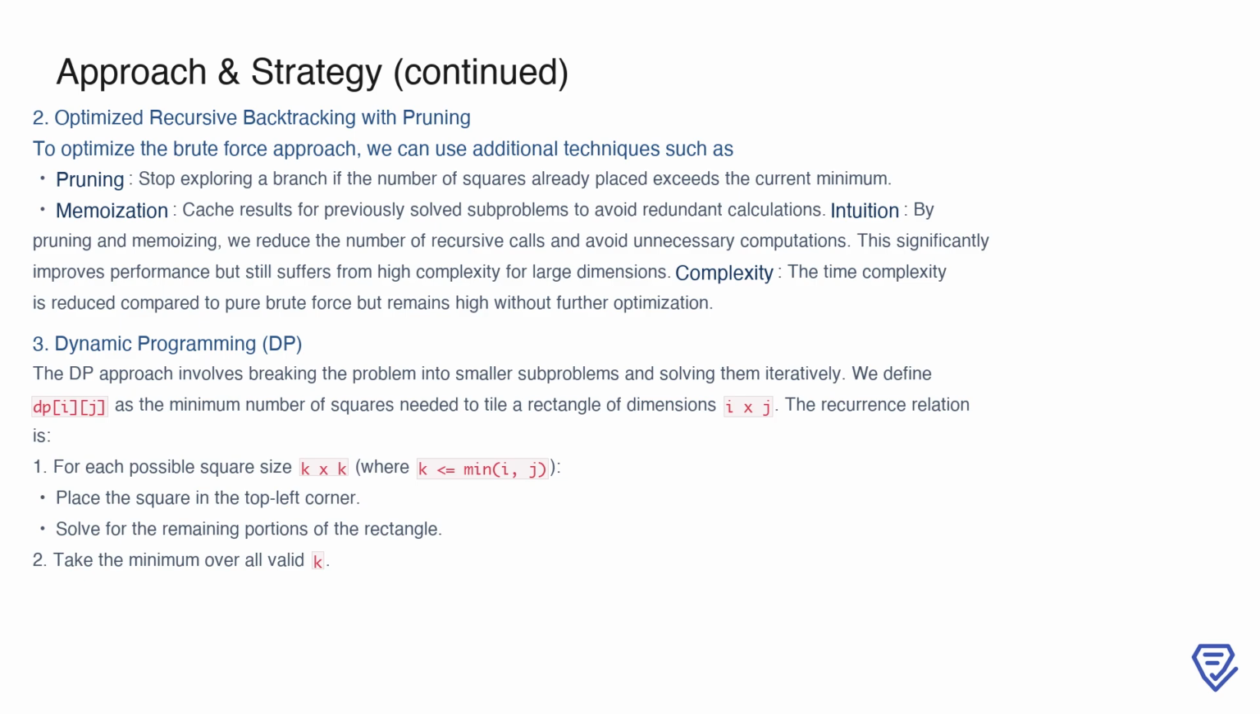Alternatively, we can consider a dynamic programming approach. In this strategy, the problem is broken into smaller subproblems, and we define dp[i][j] as the minimum number of squares needed to tile a rectangle of dimensions i x j. Using a recurrence relation, we evaluate all possible square sizes k x k where k is less than or equal to the smaller dimension of the rectangle. By placing a square, we divide the rectangle into smaller portions and solve for each iteratively, taking the minimum result over all valid square sizes.